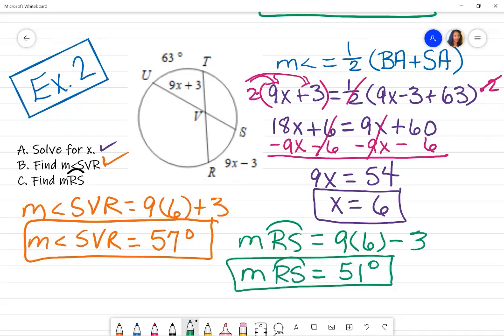If I wanted to check my work, I would just substitute in to my original problem. So my measure of the angle, I will put in the 57, set it equal to 1/2. Well, my big arc is 63, and my small arc, we just said was 51, and you will see that it will balance.